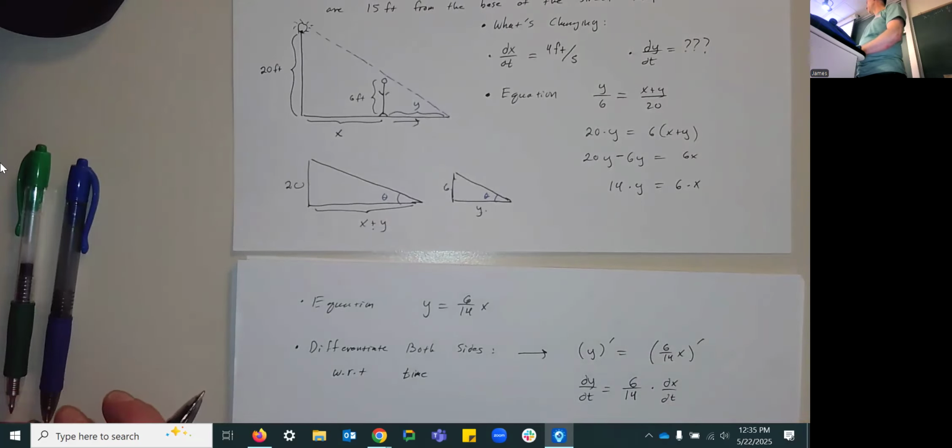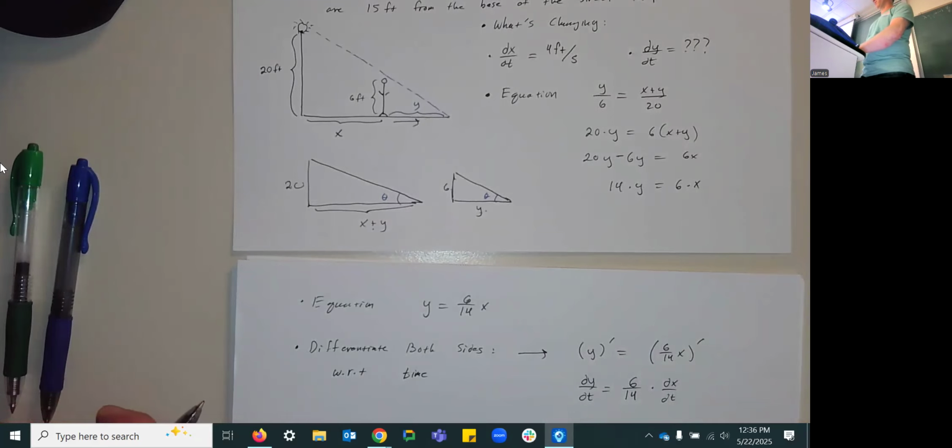All right, that's what I got. dy/dt equals 6 over 14, or 3 over 7, times dx/dt. And now something curious is going to happen. We're going to plug in the things we know and solve for what we don't.